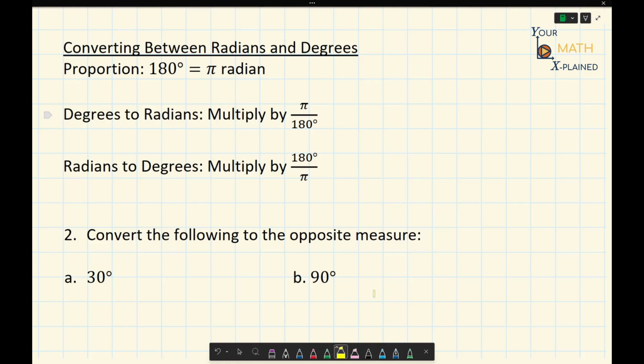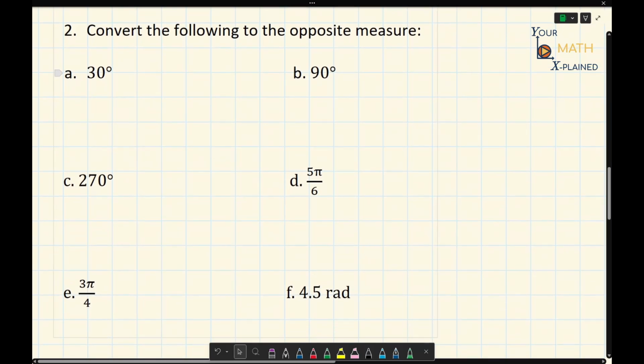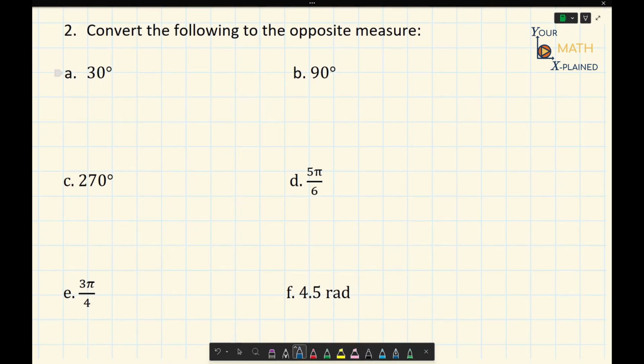So when you need to convert from degrees to radians, all you need to do is multiply it by pi over 180 degrees. And then when you want to convert from radians to degrees, you multiply it by 180 degrees over pi. So let's go ahead and try that out with a couple of examples. To convert 30 degrees to radians, we will multiply 30 degrees by pi over 180 degrees. So then that gives us pi over 6.